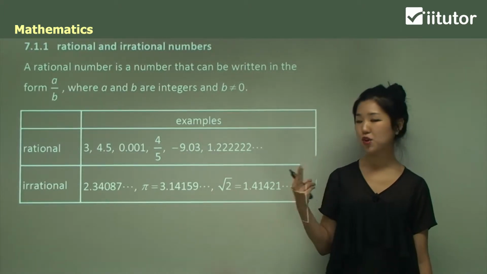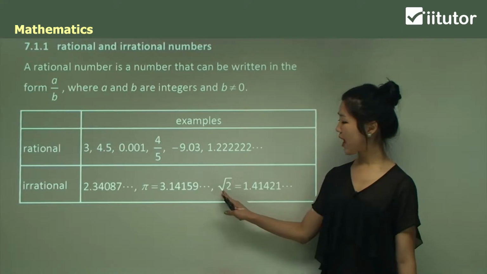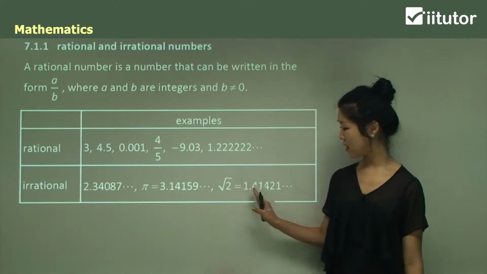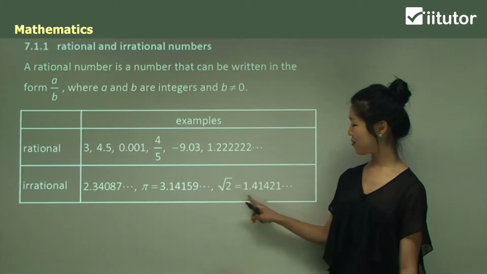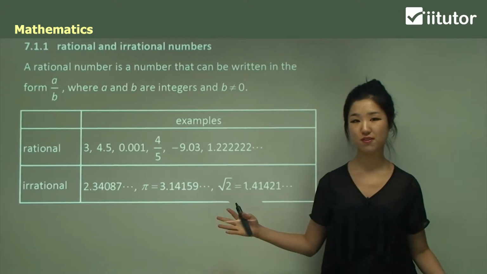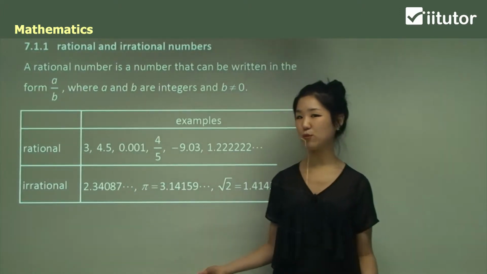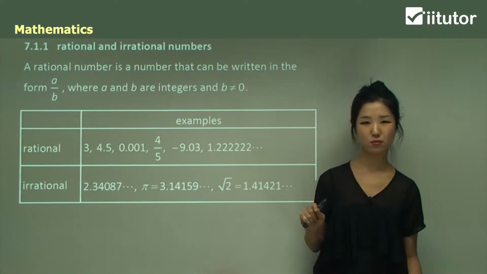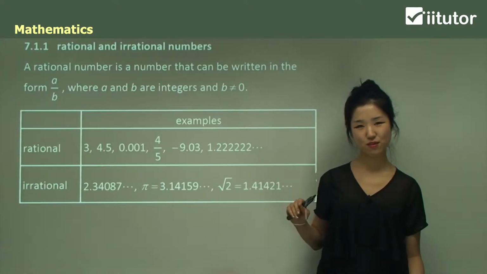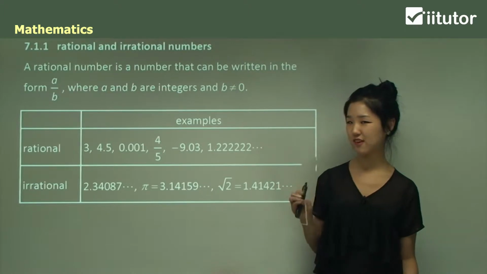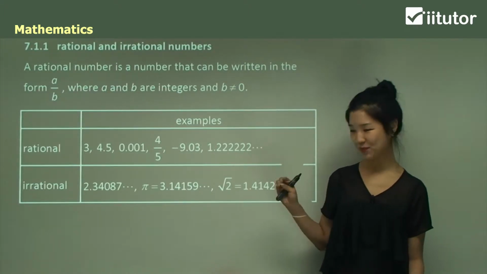Root 2. 2 is not a perfect square. We cannot change this into a fraction, because the decimal goes on infinitely. Okay, so see how these numbers are unchangeable. That's why they are called irrational numbers. So do you kind of get the difference? This is very important in surds, so make sure you know the difference, okay?